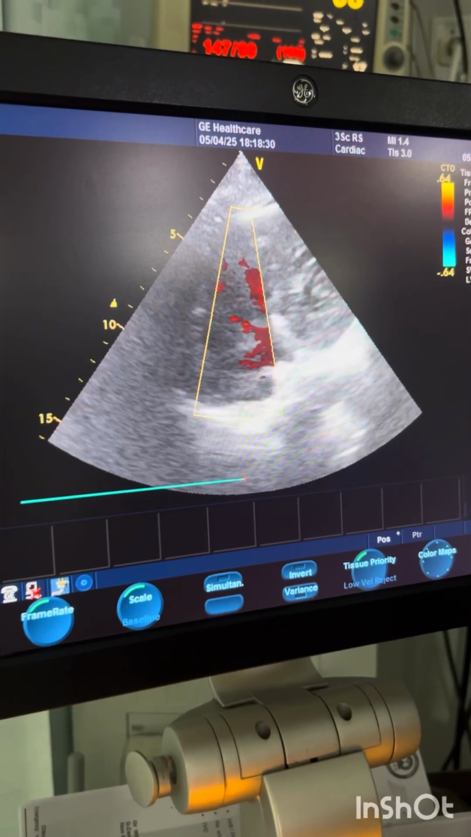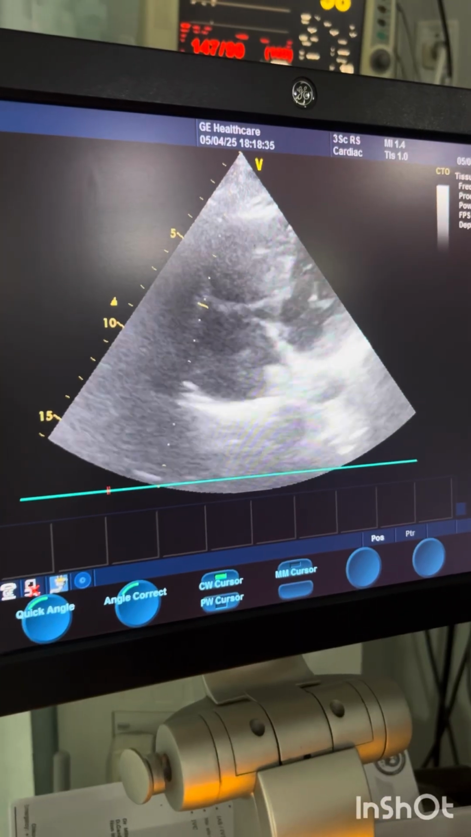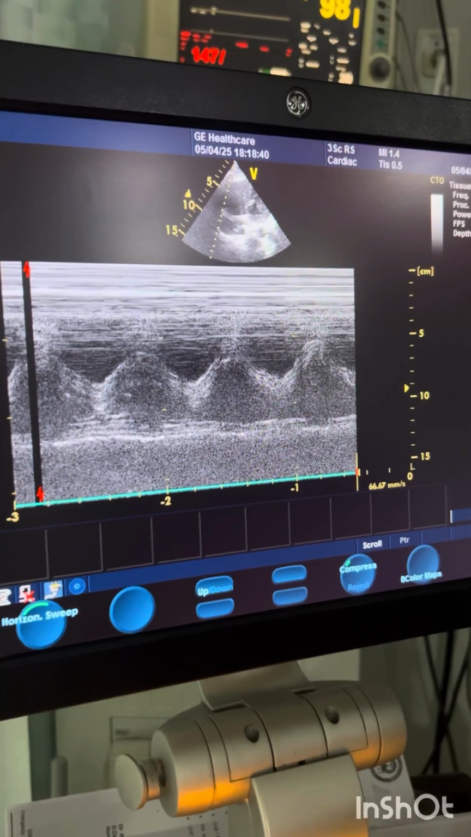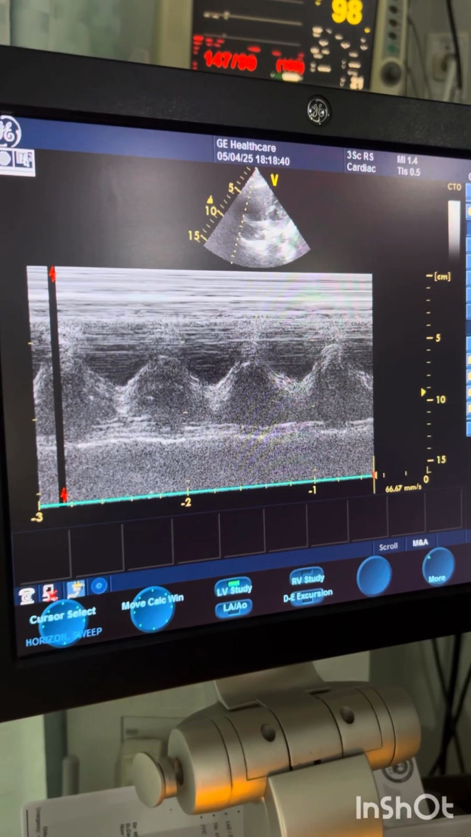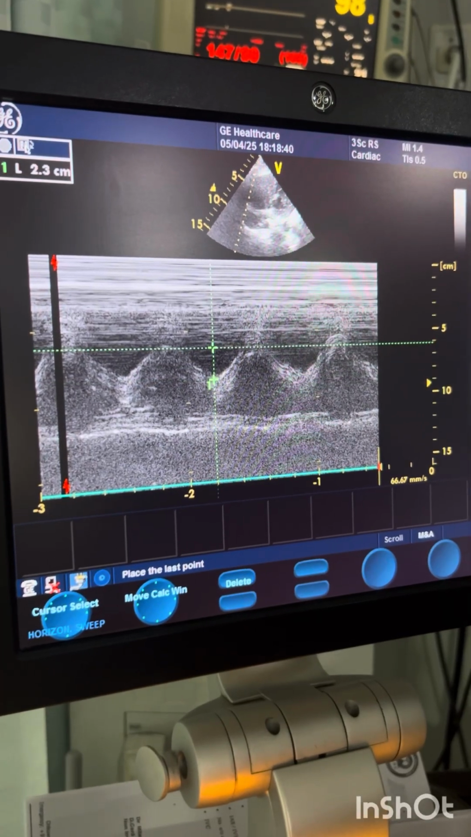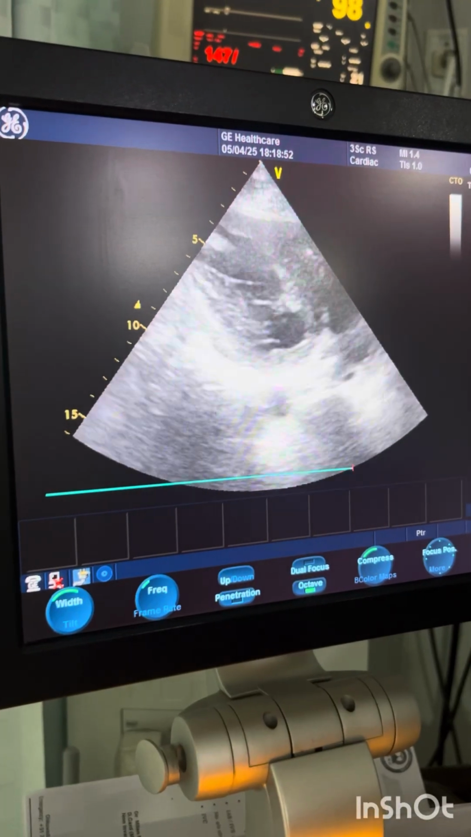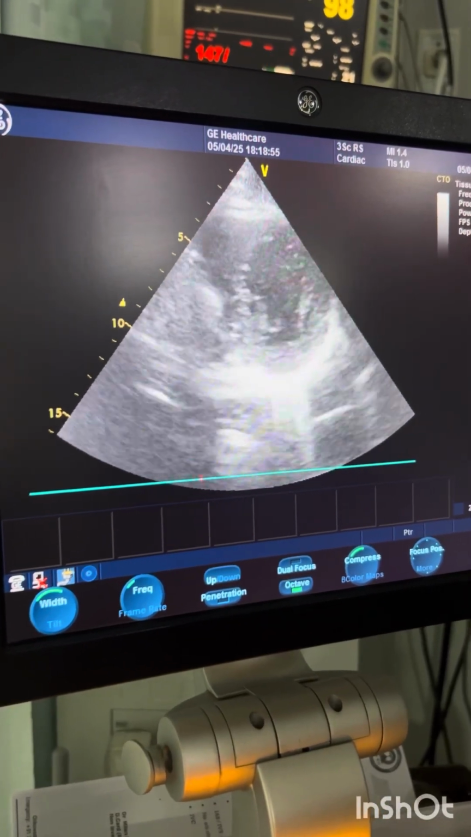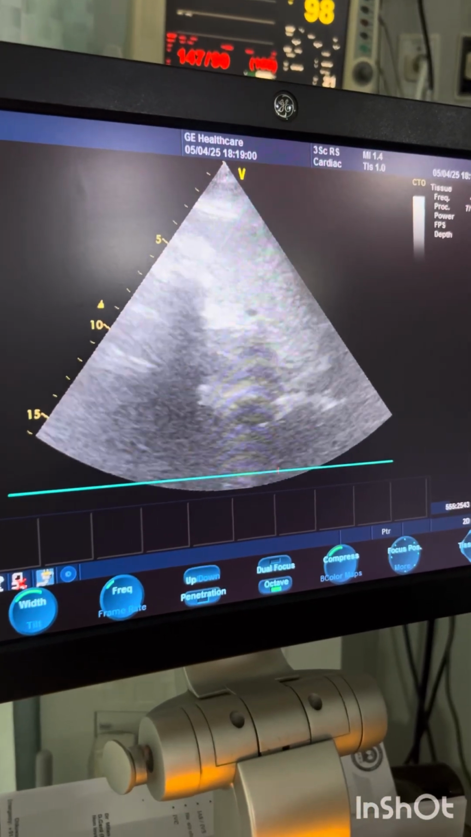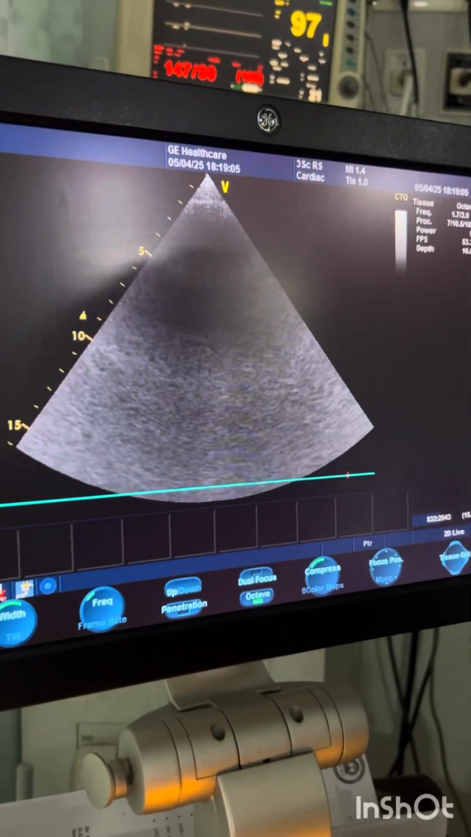So on echo, we found the LV apical clot. Here we can see that the RA and RV size and function are normal, with mild LV dysfunction and LV apical dyskinesia with LV apical clot. Here we can see the normal RV systolic function. So this was a patient with an LV apical clot, the MI 15 to 20 days old, which was unrecognized, and as a complication of that, the patient presented to us with a cardioembolic stroke.